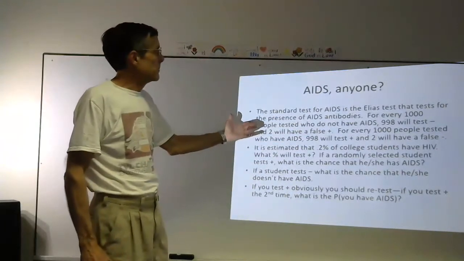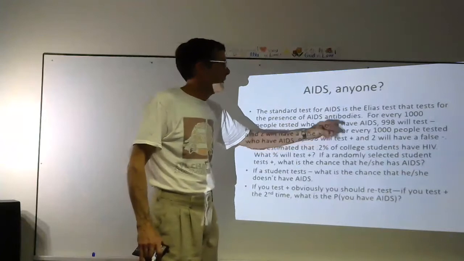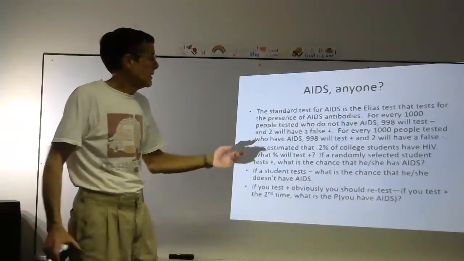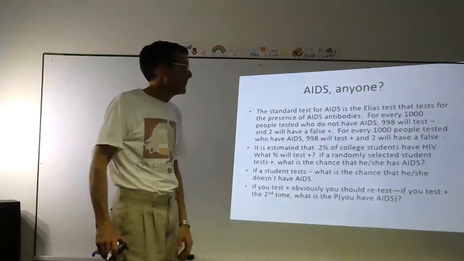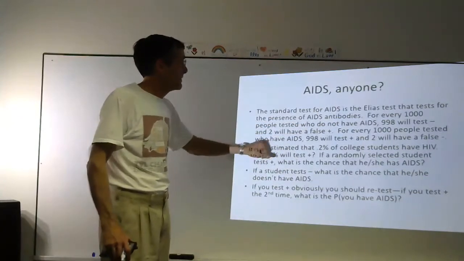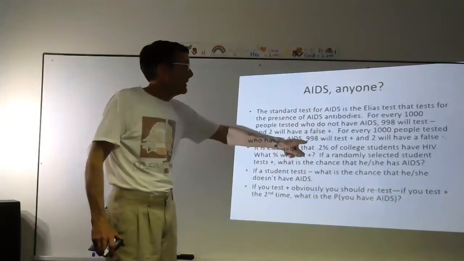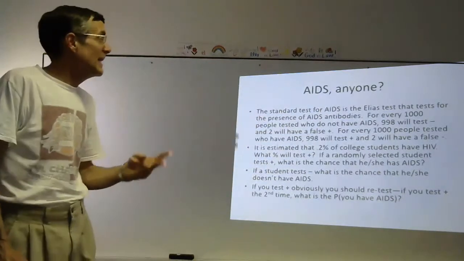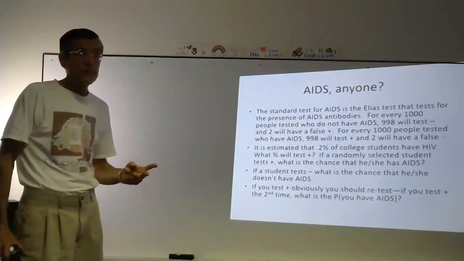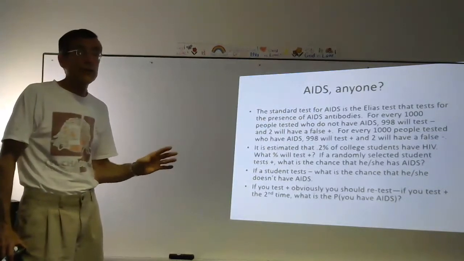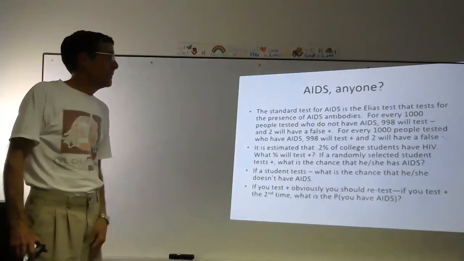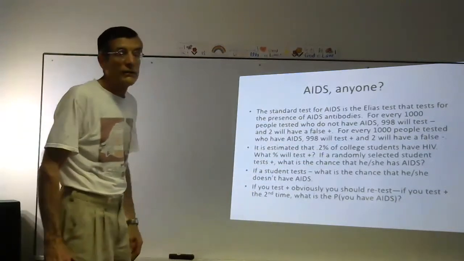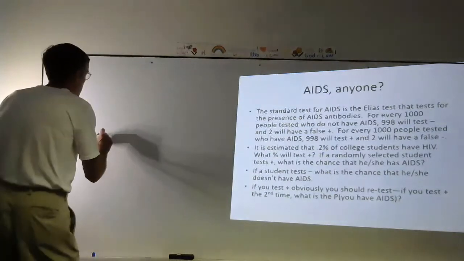For every 1,000 people tested who do not have AIDS, 998 will test negative. They don't have AIDS. 2 will have a false positive. For every 1,000 people tested that have AIDS, 998 will test positive and 2 will have a false negative. Okay? Test is very, very accurate. It is estimated that 0.2% of college students have HIV. Let's start it out. Tree diagram.